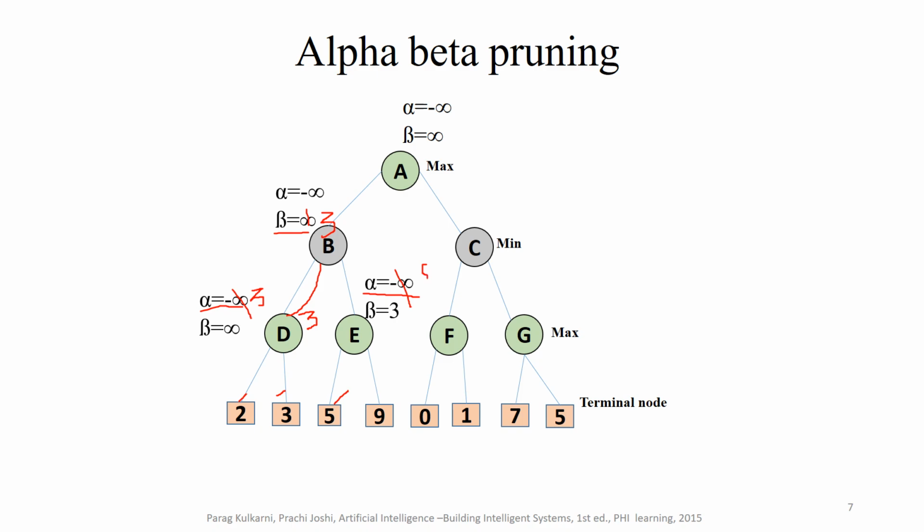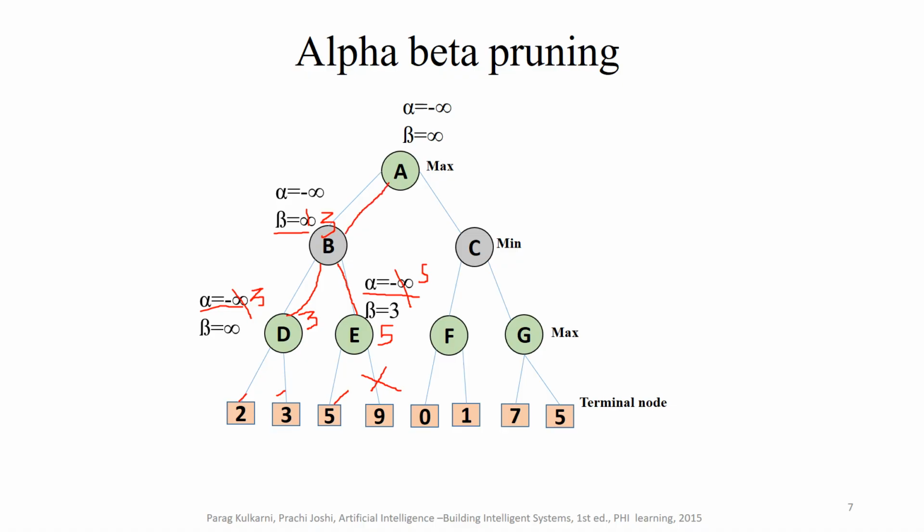So at node E, alpha is 5 and beta is 3, which means alpha is greater than or equal to beta, the condition is satisfied. So the right successor of this E will be pruned. The algorithm will not traverse here. So the node value of E will be 5. In the next step, we backtrack from node B to node A.